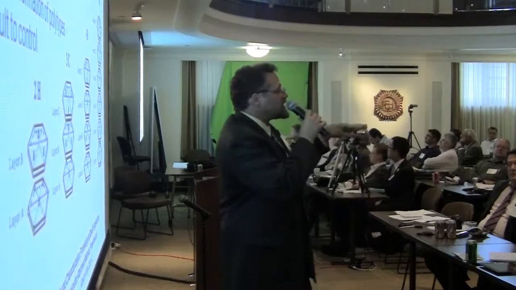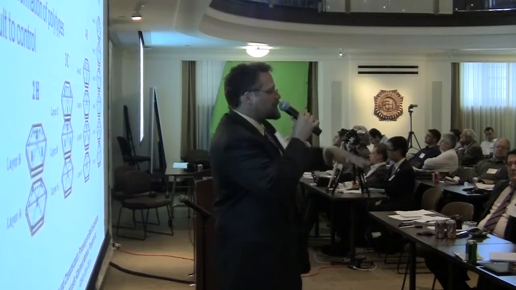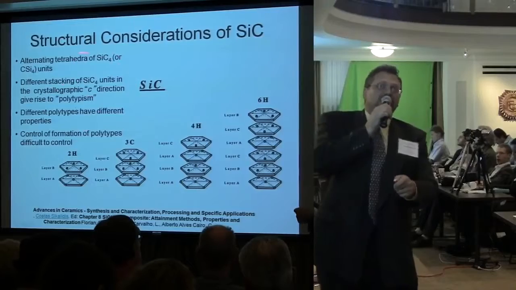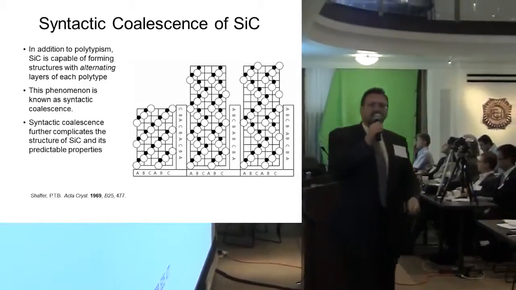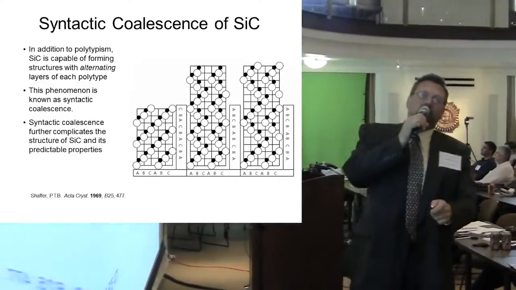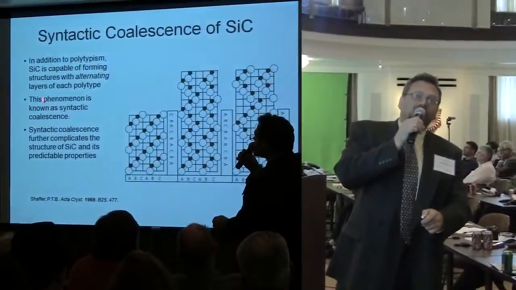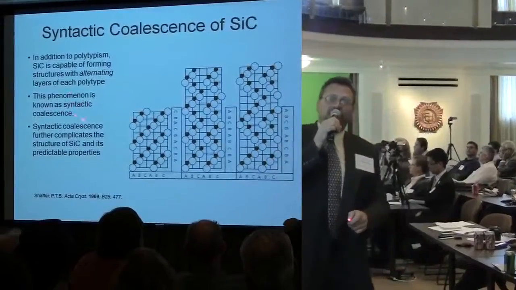There are changes in symmetry, however, and those drops in symmetry translate, generally speaking, into an increase in chemical reactivity. In this particular case, this is an example of so-called polytypism. So it's chemically identical, but the stacking motifs in the crystal are actually different. In addition to polytypism, you can have alternating layers of each polytype.